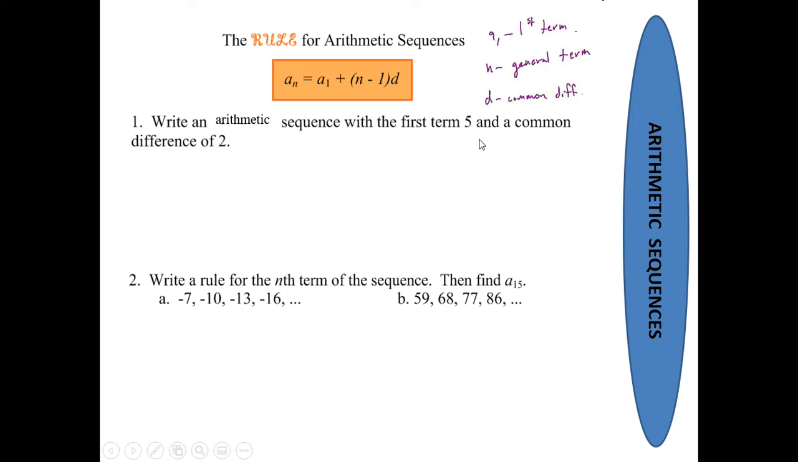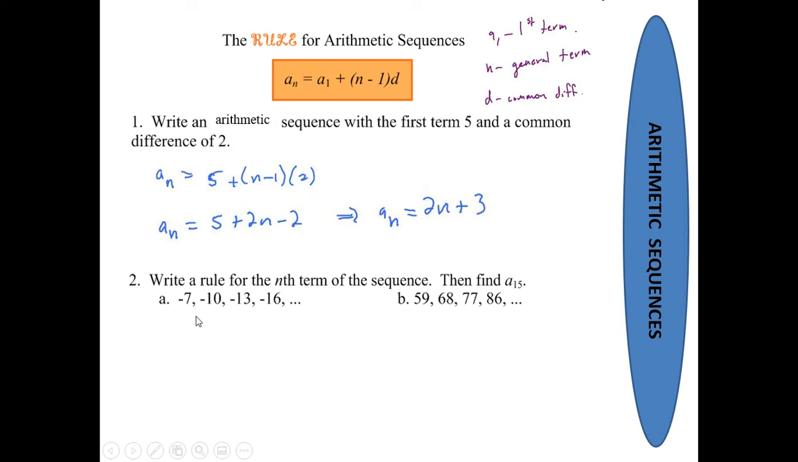So write an arithmetic sequence with the first term 5 and a common difference of 2. So that's a sub n is equal to my a sub 1, which is 5, plus n minus 1 times my difference 2. Now I can rewrite that and combine like terms and finish up with a sub n is equal to 2n plus 3. And so for n is equal to 1, 1 times 2 is 2 plus 3 is 5. And we could do that for any n.